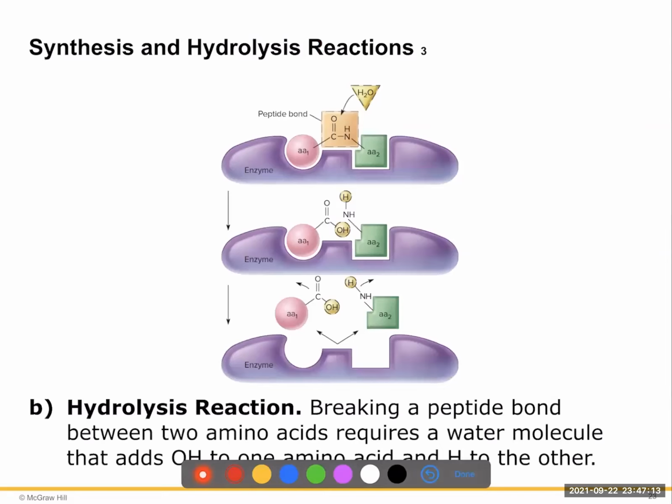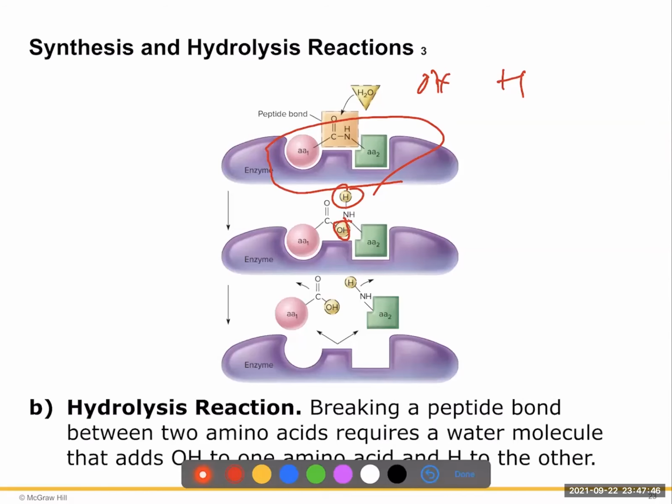Synthesis and hydrolysis reactions. Again, the hydrolysis reaction can break the peptide bond. Okay. You have two amino acids that are joined together. When you eat protein, protein's just amino acid chains. You add water and you put an OH on one side and an H on the other side. So here's your OH and here's your H. This is a catabolic reaction versus the other one. This breaks down the amino acid chains for nutrients for your body.